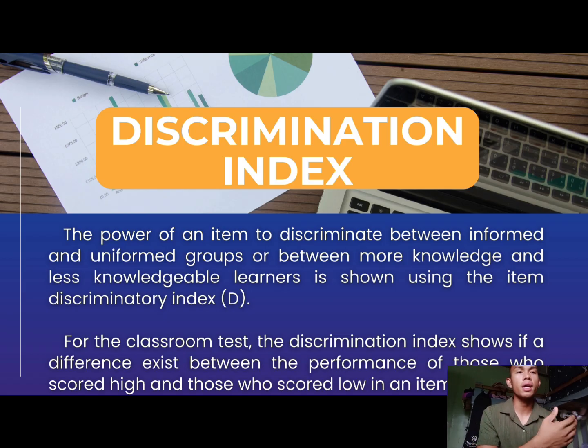Let's say, for example, imagine we divide the class into 2 groups. The top 10 students with the highest score and the bottom 10 students with the lowest score. If 9 out of 10 students in the top group get the item right, but only 2 of 10 students in the bottom group answered correctly, then the item has a good discrimination index. This means the item can clearly separate the stronger student from the weaker student.